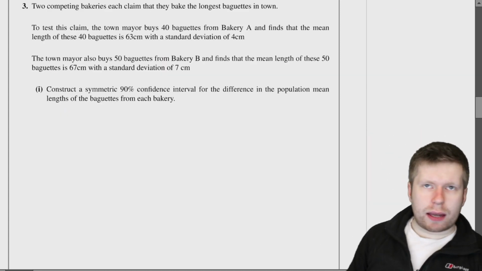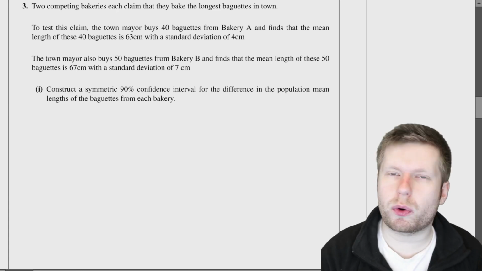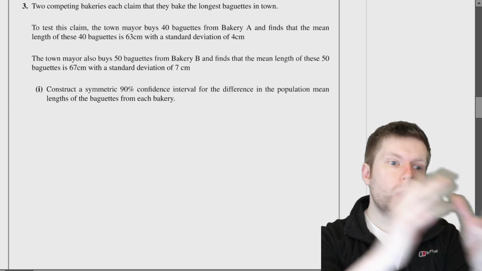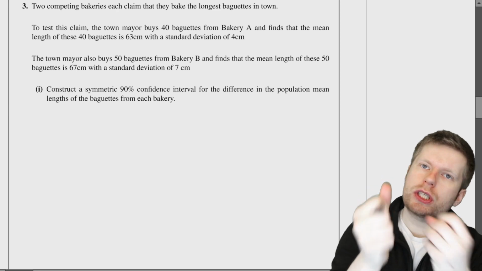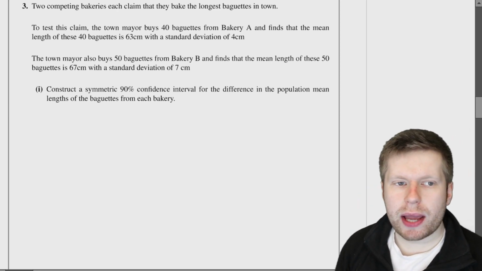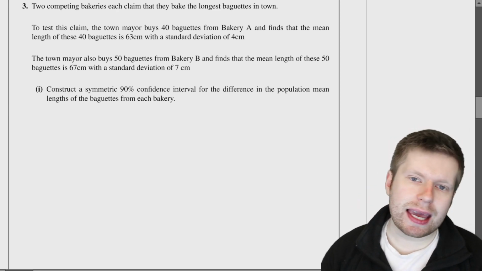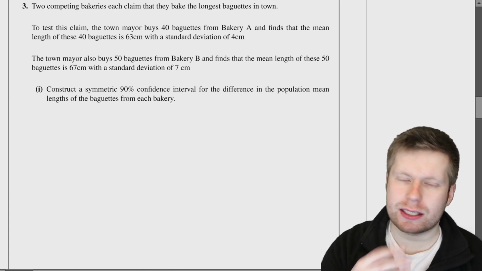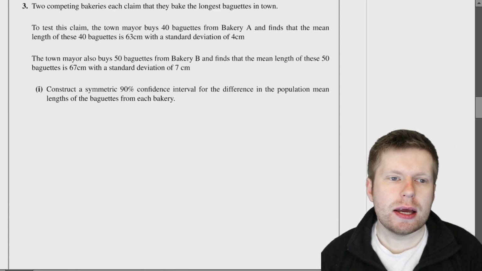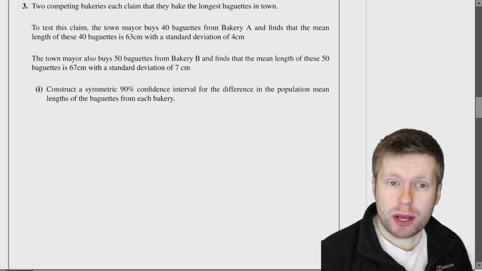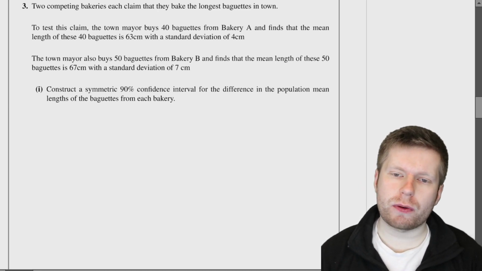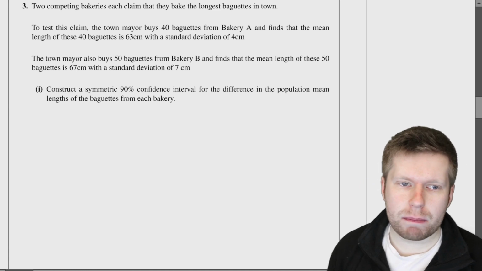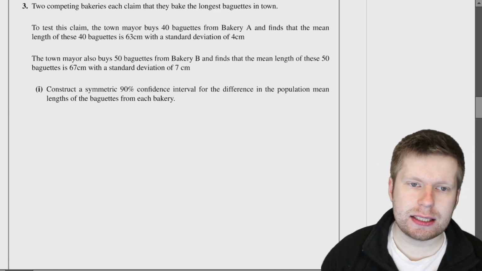Okay, so question 3 then. Question 3 is still a confidence interval question, but it's now using 2 sets of sample data, and I'm using those to compare them against each other. So I have 2 competing bakeries, and they each claim that they bake the longest baguettes in town. So baguette is a type of bread, a French bread, okay? To test this claim, the town mayor buys 40 baguettes from bakery A and finds that the mean length of these 40 baguettes is 63 centimetres.